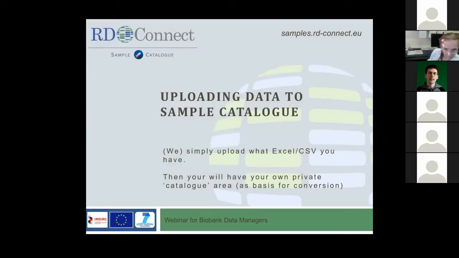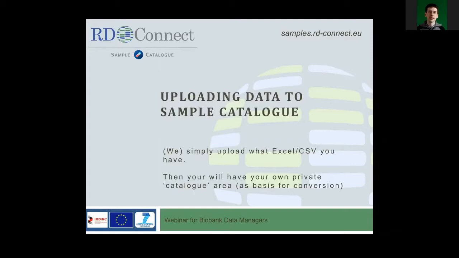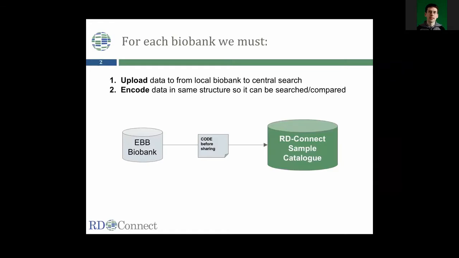To get the data from your biobank into the catalog, we can use our upload. That's the first part I'm going to explain. You can upload Excel or CSV files. This is basically the process: you extract the data from your system and send the file to upload in the Sample Catalogue, and it must be encoded to the same structure if we want to integrate all the different biobanks and search across them.